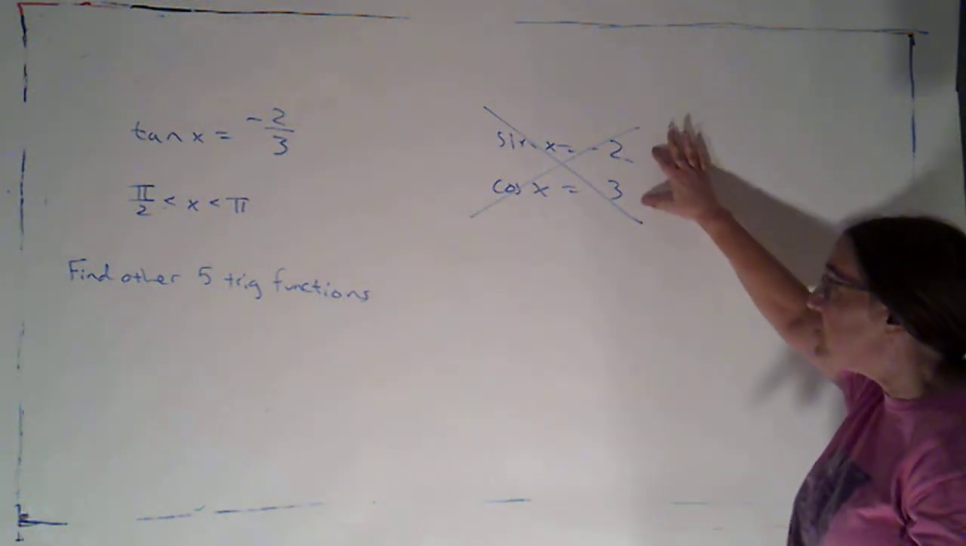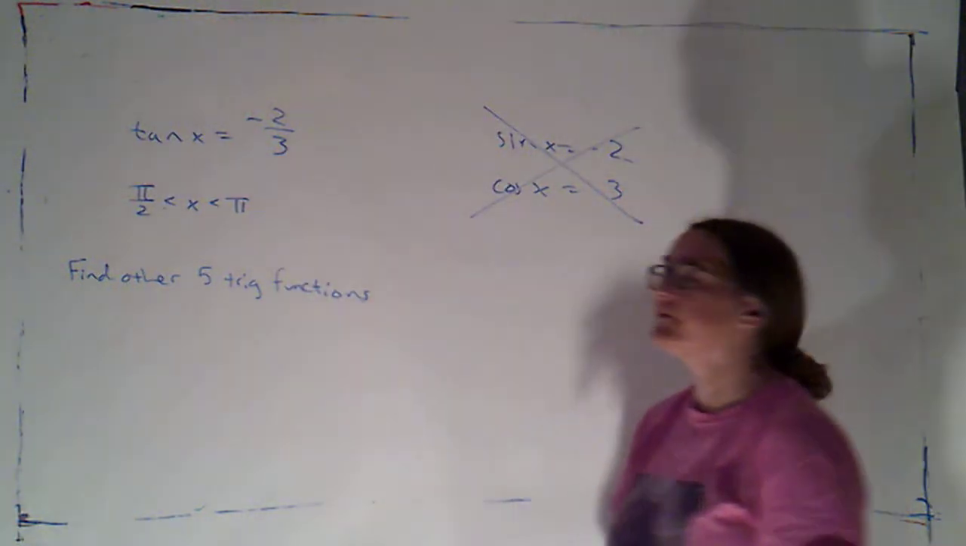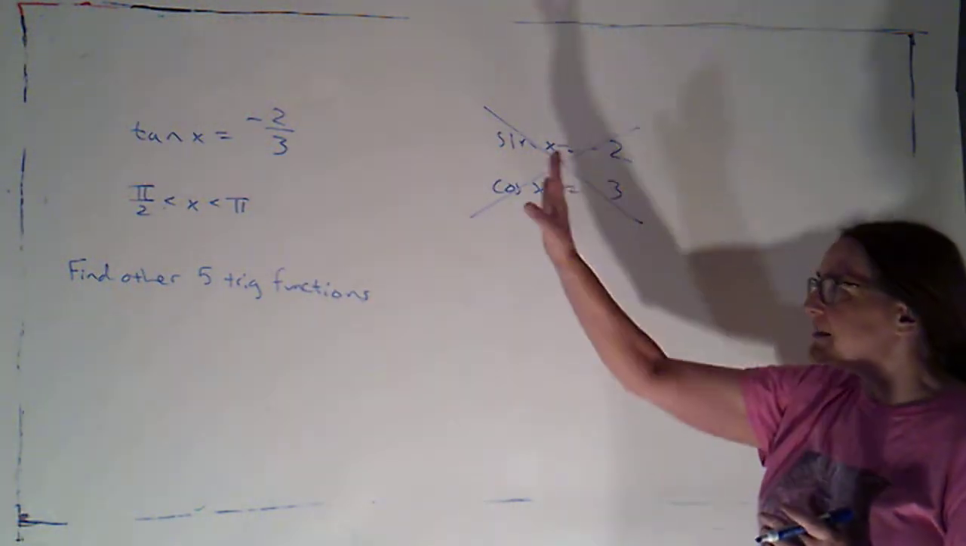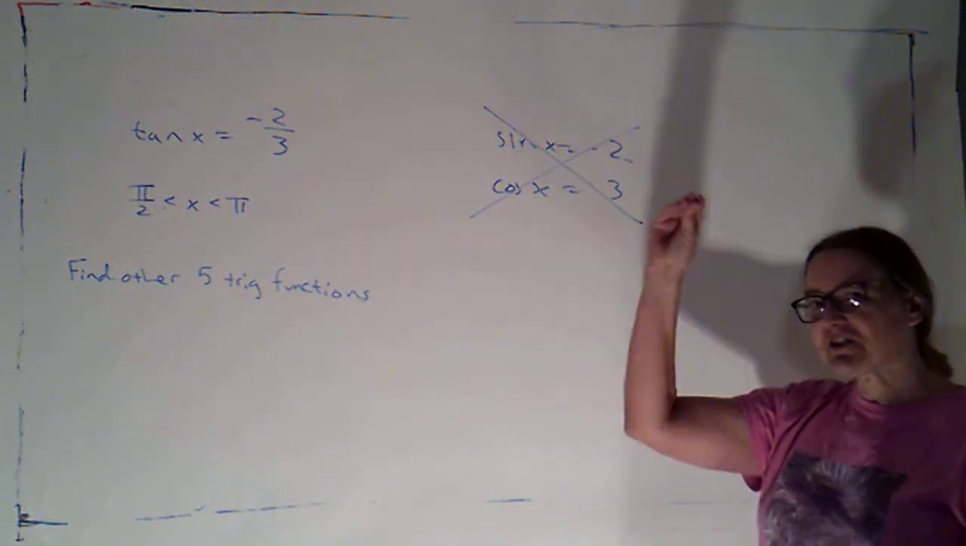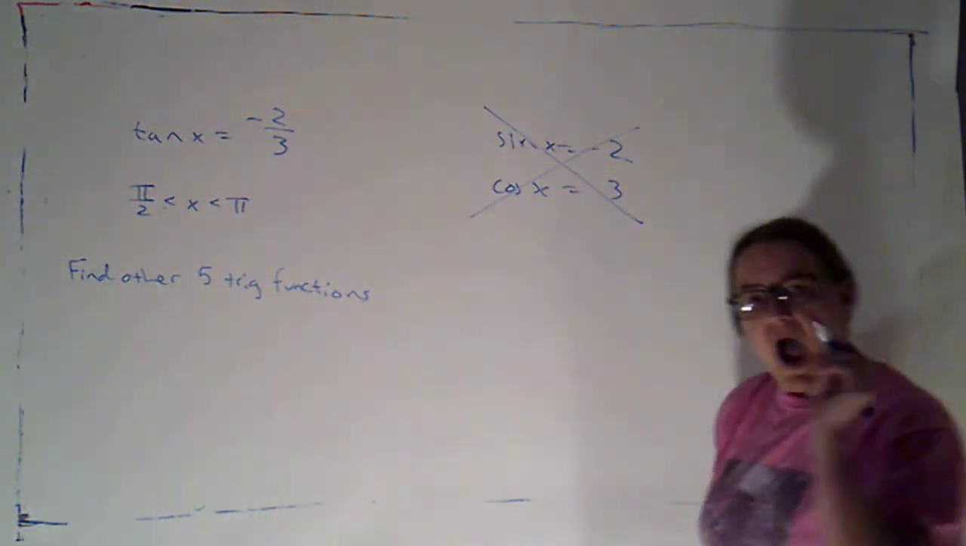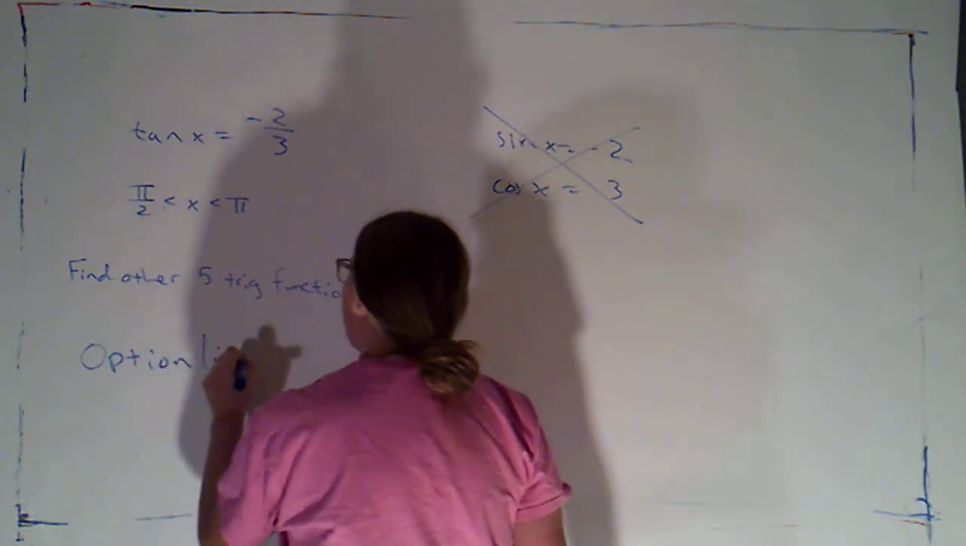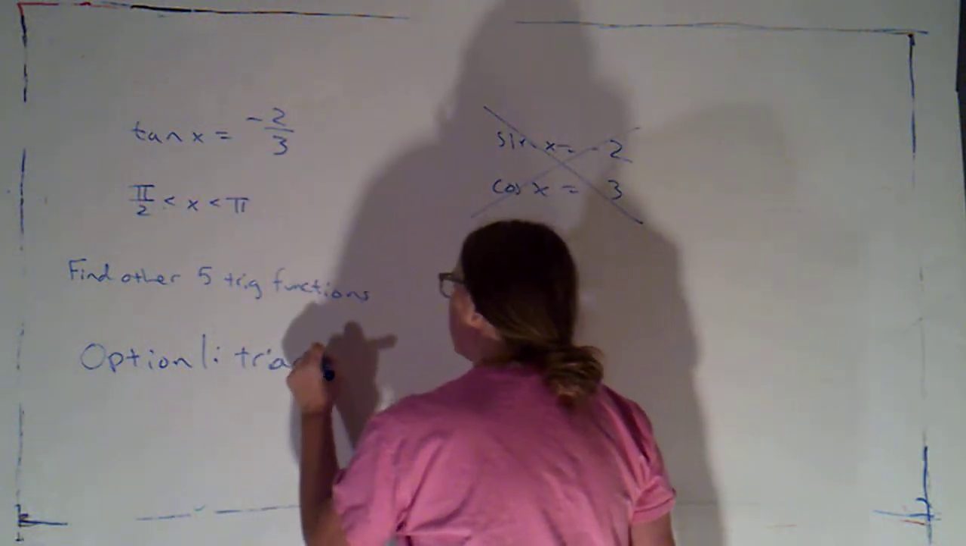So the ratio between sine and cosine, when I reduce that fraction, is going to reduce down to negative 2/3. But that's the simplified version of the fraction. I can't just assume that the top is sine and the bottom is cosine. Okay. I'm going to do this first using my favorite method. I like option 1, which is the triangle method.